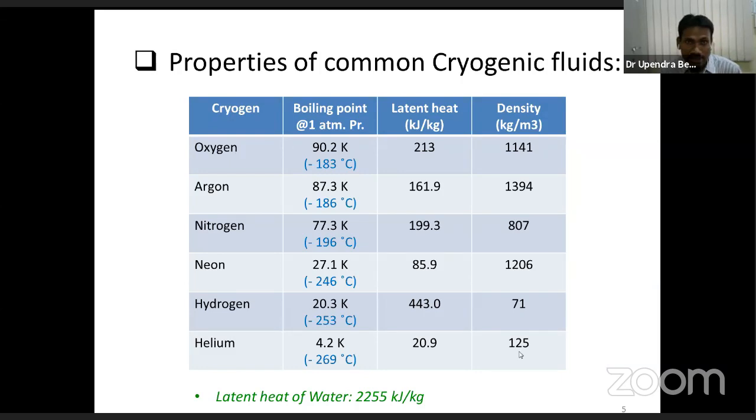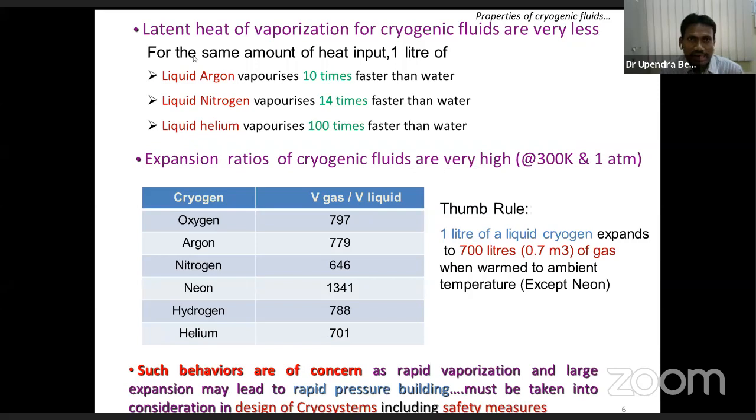And another point is that the latent heat of evaporation of these cryogenic fluids is very low. That means for the same amount of heat input, 1 liter of liquid argon vaporizes 10 times faster than water. This is a relative comparison. And liquid nitrogen vaporizes 14 times faster than water, whereas liquid helium vaporizes 100 times faster than water. Apart from this low latent heat of vaporization, it has another peculiar property which needs special attention for storing and transport: the volume expansion ratio of cryogenic fluids is very high.